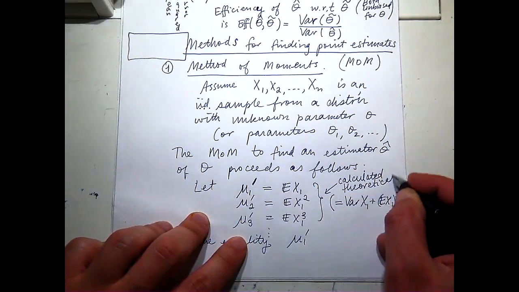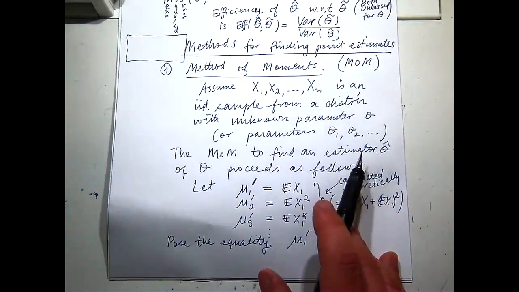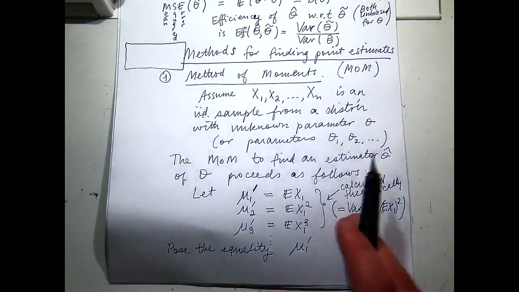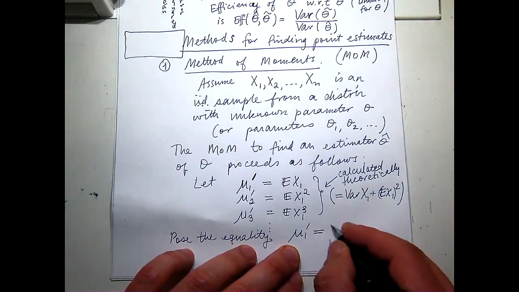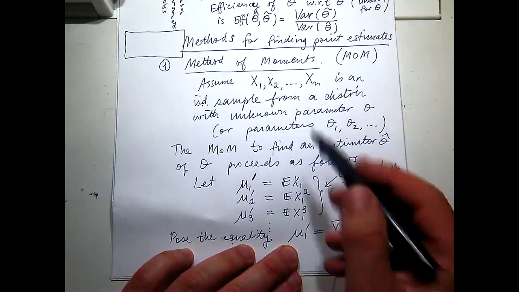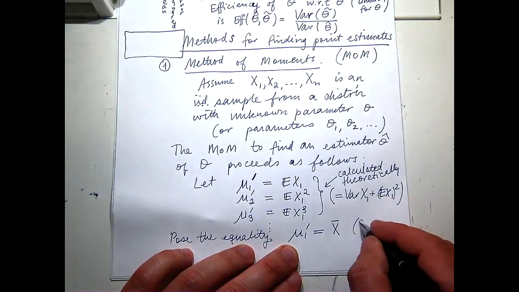And why can you do it theoretically? Because you have a distribution that is parametrized. If it was just an arbitrary distribution, you couldn't calculate anything. But parametric distributions have moments in terms of the parameters. Suppose the equality mu1 prime equals, let's just say x bar. That's our normal sample mean.